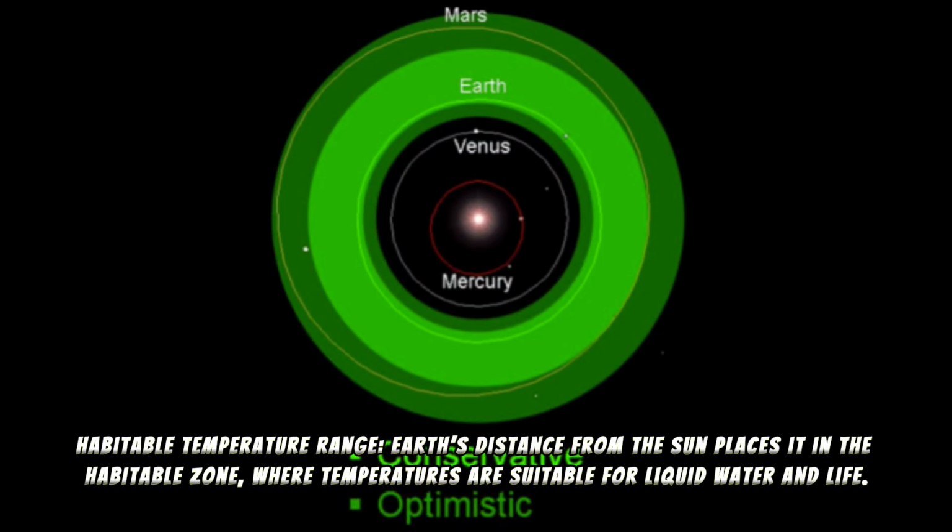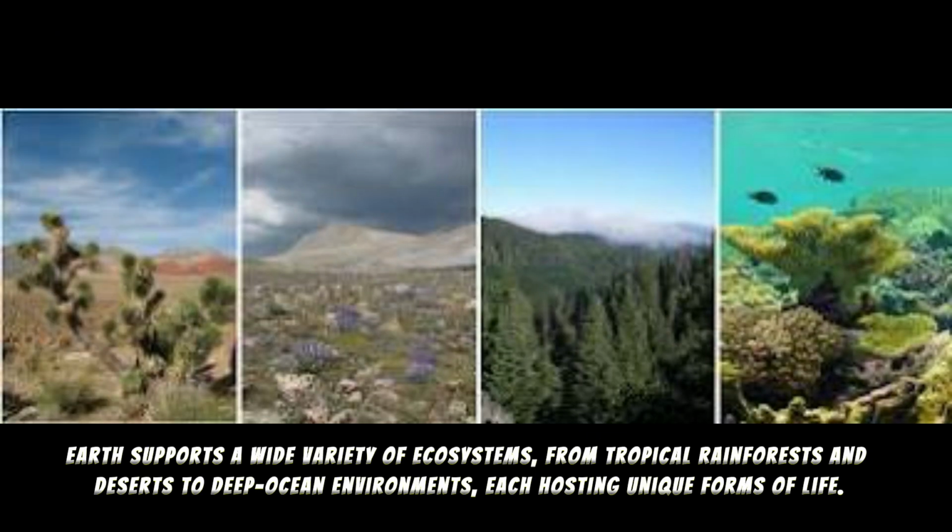Habitable temperature range. Earth's distance from the sun places it in the habitable zone, where temperatures are suitable for liquid water and life. Earth supports a wide variety of ecosystems, from tropical rainforests and deserts to deep ocean environments, each hosting unique forms of life.